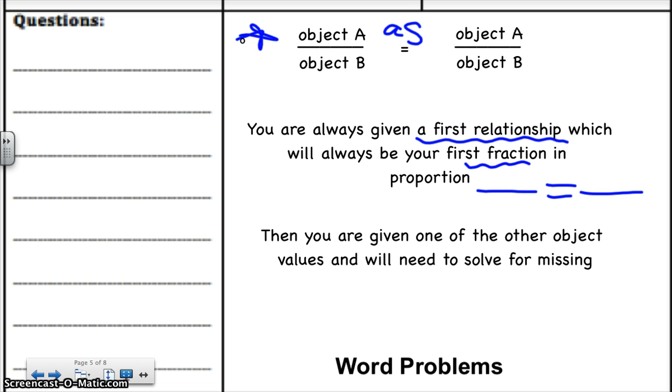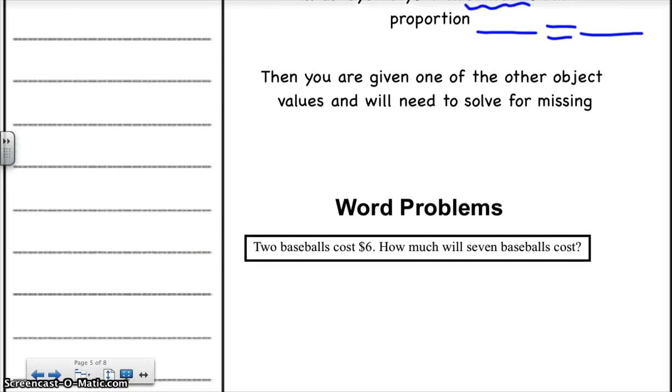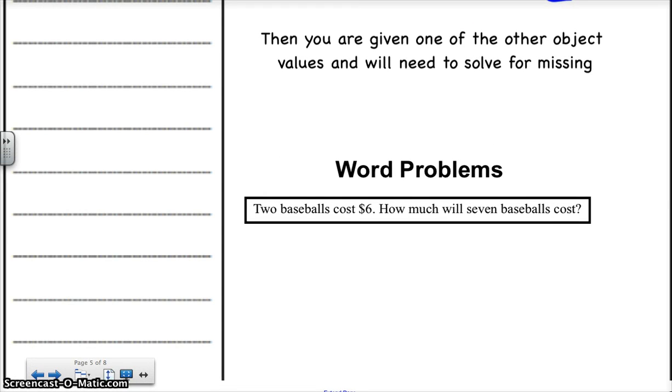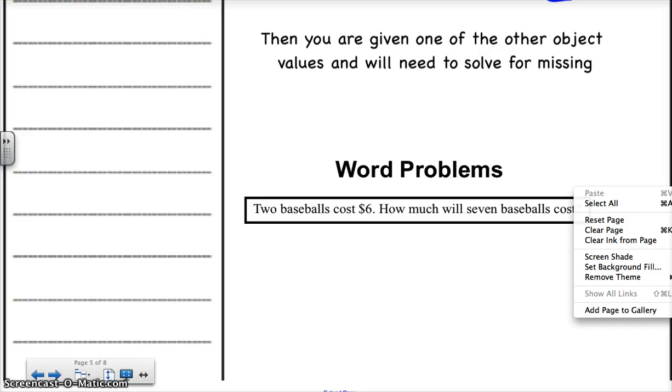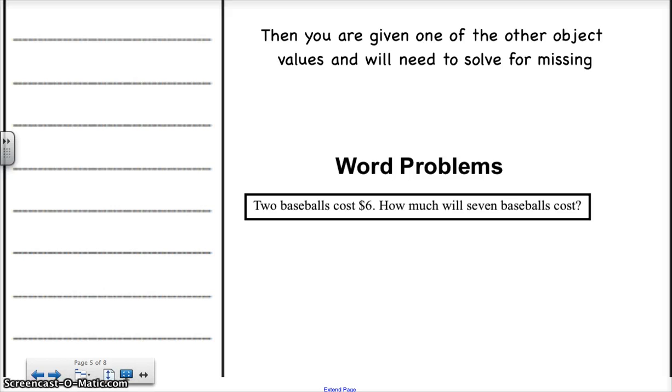I know that there's going to be some kind of ratio going on, and a proportion is 2 equal fractions, or ratios. All right, then you're given one of the other objects, and you will need to solve for the missing one. Now this one a lot of kids can just do in their head, but I'm showing you how to represent this with a proportion. Almost all of 7th grade word problems on an MCA are going to be proportion related. So as long as you feel confident with setting up a proportion, you are going to do well.